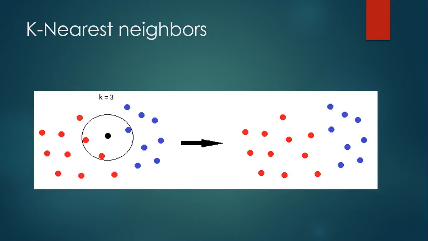This is an example for the KNN algorithm. In this example, the value of k is equal to 3, and the new data to be classified is there in black over here. Out of the 3 closest neighbors, 2 are red and 1 is blue. So on the right side, you can see the new data is classified as red.